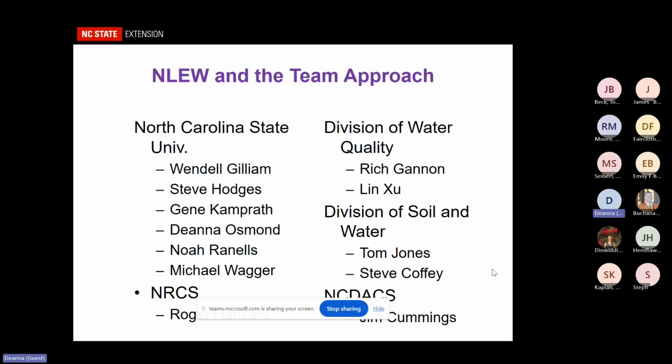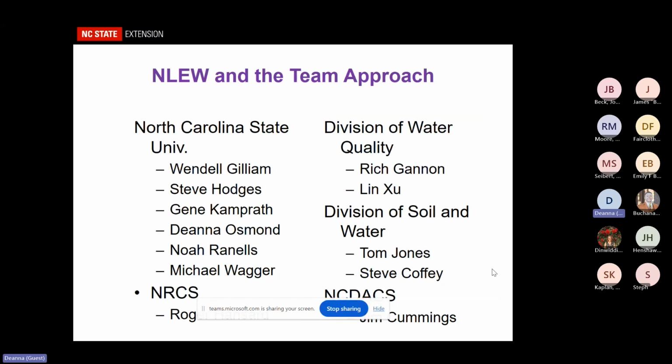These are the committees that made up the NLU team. First of all, there are some differences in the structure of our agencies these days than when we started. I would say that if you look at these people, only Rich Gannon and myself remain working.